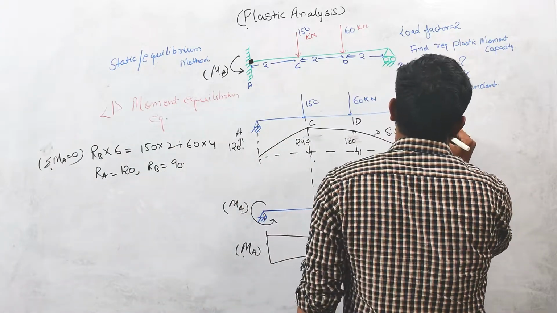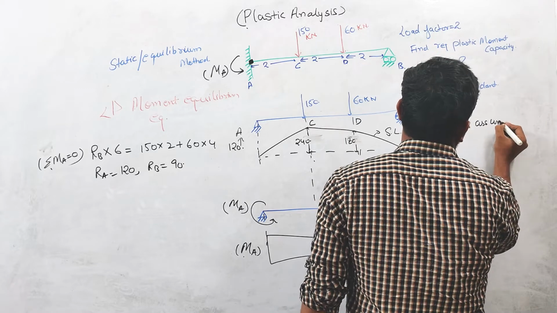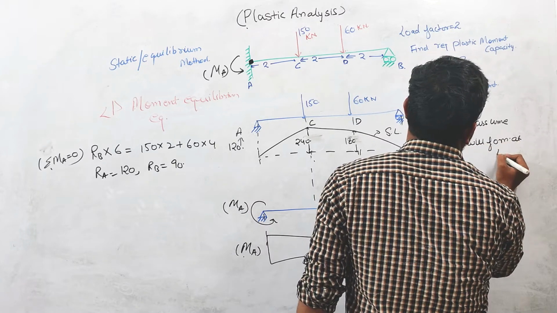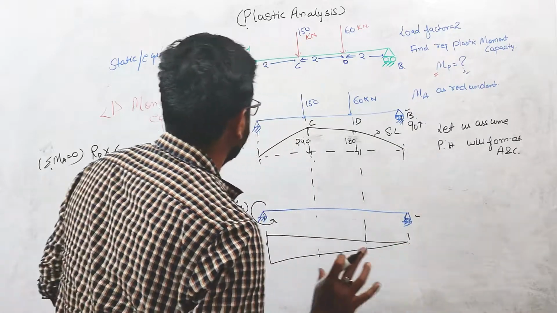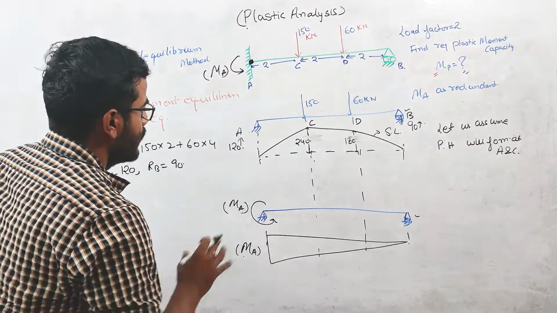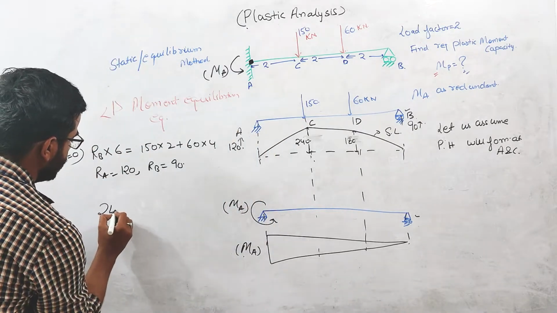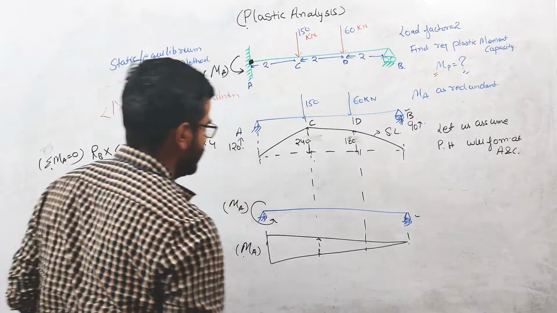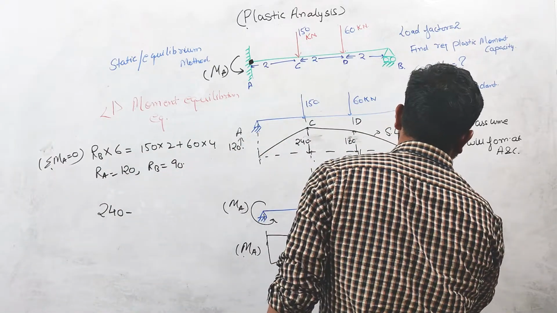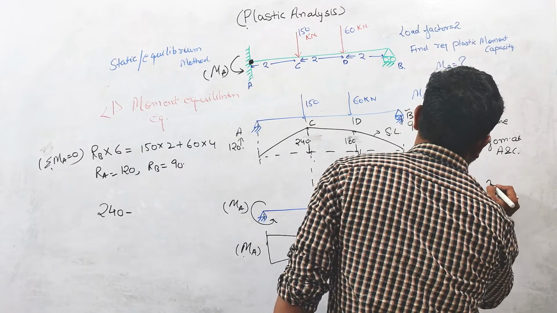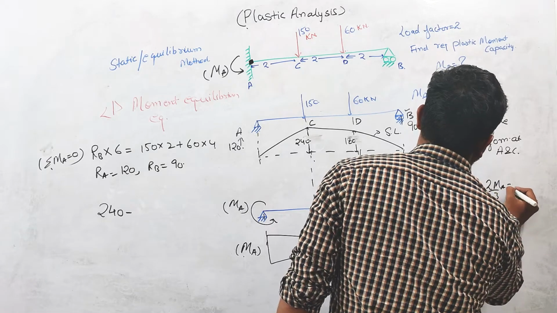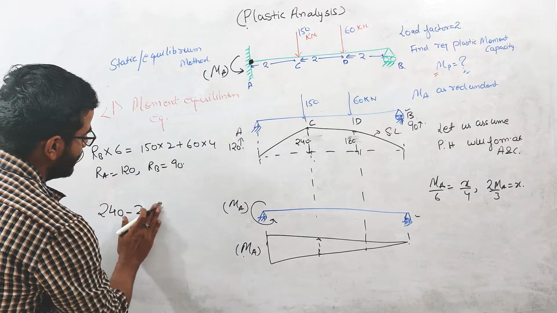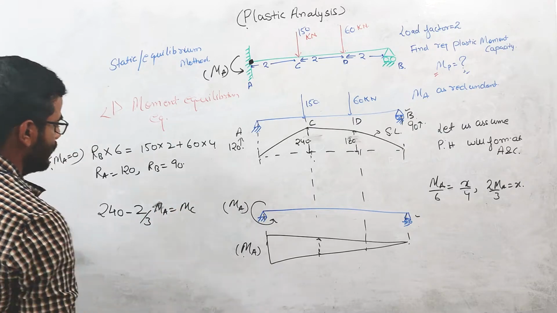So let us assume plastic hinges will form at A and C. So I am writing the equilibrium equation for A and C point, right? See it carefully. So at A, the moment is positive. This will be 240 minus. At this point, the moment will be this. We can calculate using linear interpolation. MA over 6 equals X over 4. So this will be 2 MA over 3, which is equal to X. Right? So I can write 2 by 3 MA equals MC.